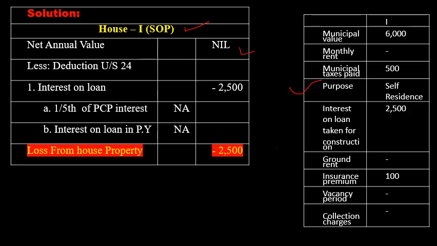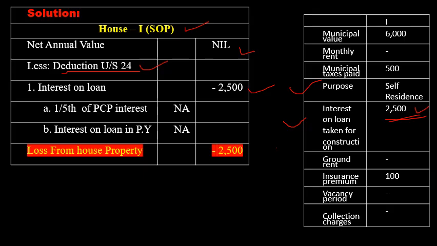Net annual value is nil. This is the format for the calculation of self-occupied property. So it starts from net annual value. The net annual value is always nil for a self-occupied property. It is fixed. Less: deduction under section 24. Only one deduction for self-occupied property, that is interest on loan. If it is given directly, you can enter it directly. So here interest on loan taken for construction is 2500, which is given directly. Interest on loan itself is specified as 2500.